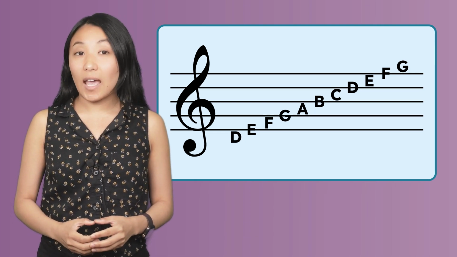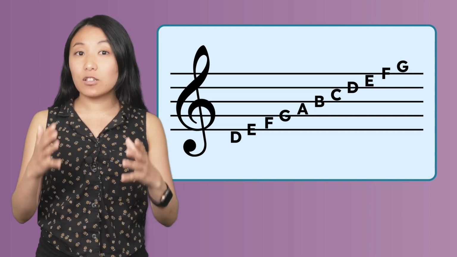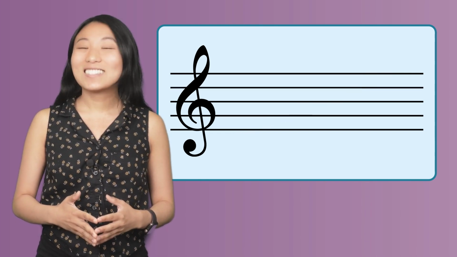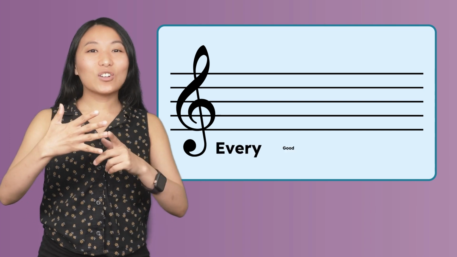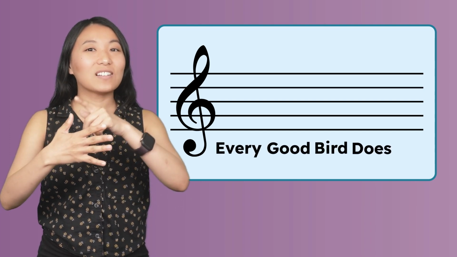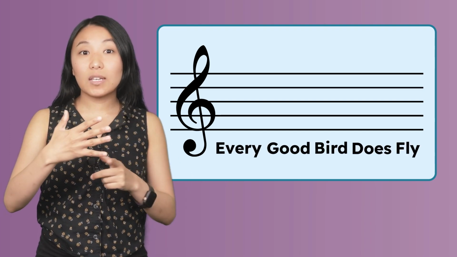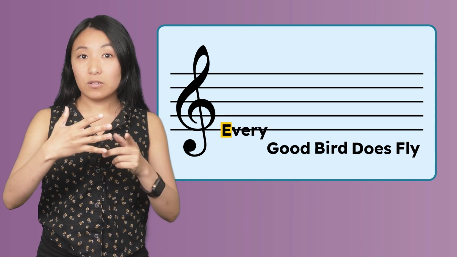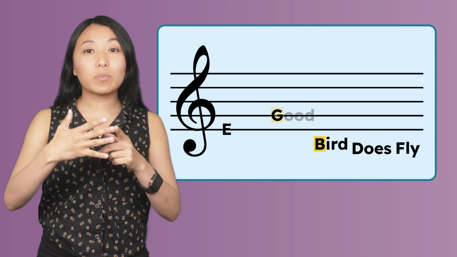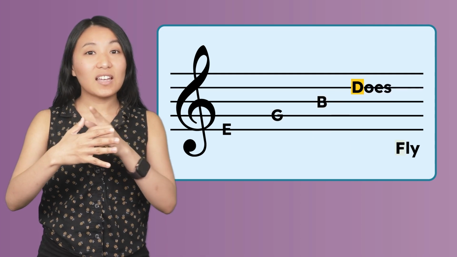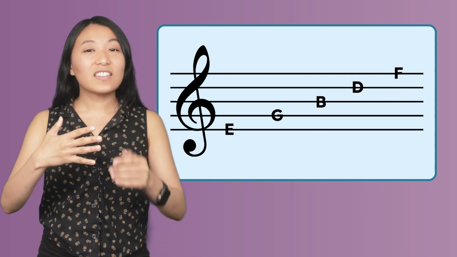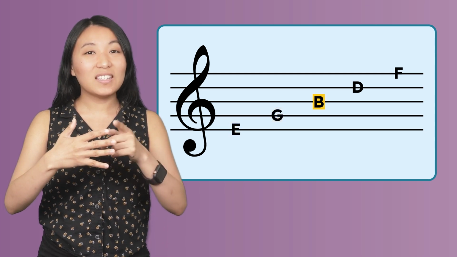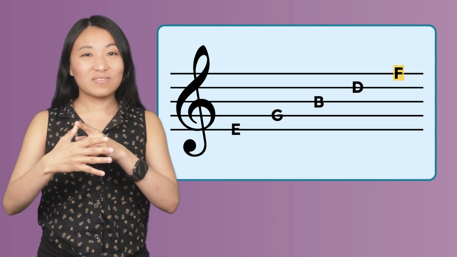You also learned a helpful phrase for remembering the line notes. Do you remember it? Every good bird does fly. Start with E on the bottom line and go up from there. E for every, G for good, B for bird, D for does, and F for fly. Say the line names with me. E, G, B, D, F.